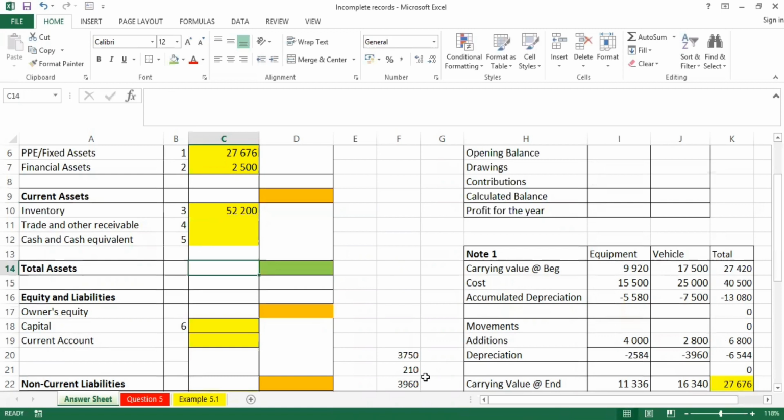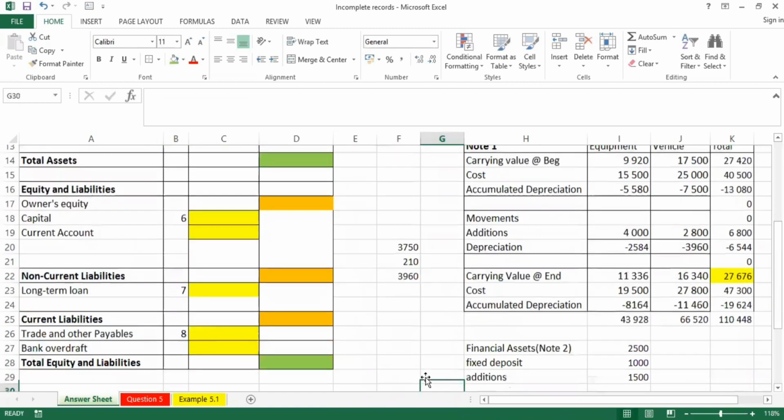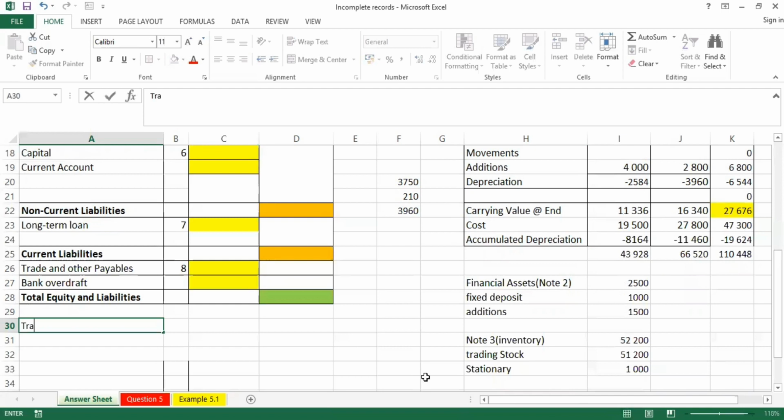And then we go into our trade and other receivables, which is number 4. Same thing. I'm just roughly doing all these notes. So in our trade and other receivables, what do we have?